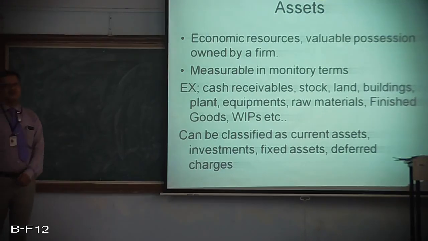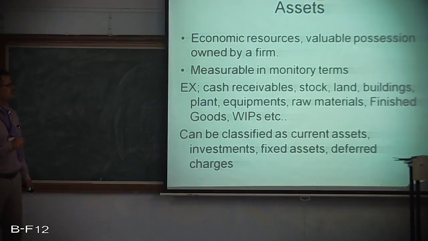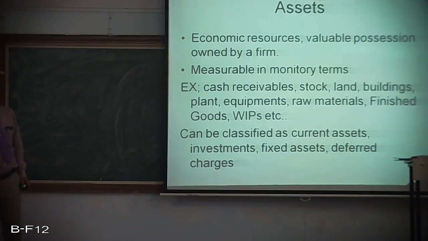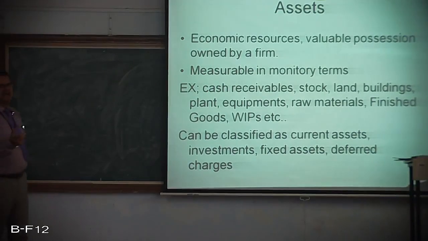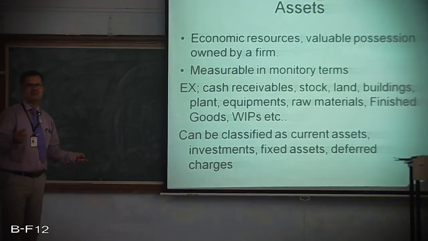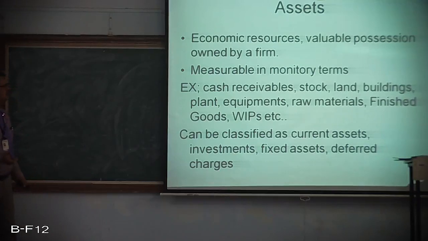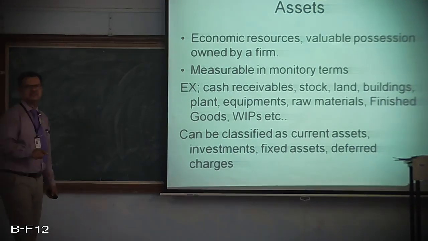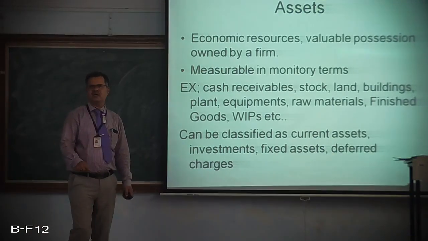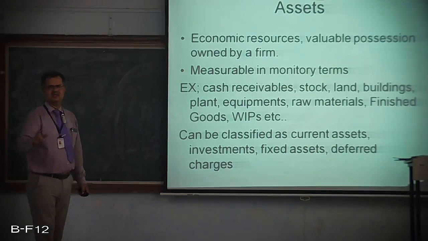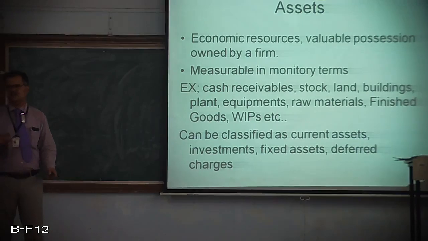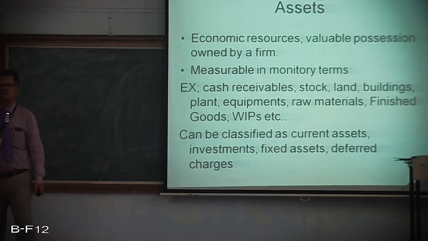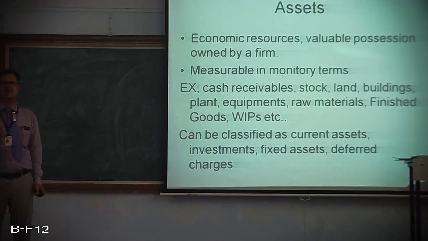For example, cash, receivables, stock, that is how much inventory they have on hand, and land that the organization has to build on, buildings, plant, equipment, raw materials, finished goods, and WIP, that is work in progress. All these are assets. They can be converted into monetary terms, meaning they can sell them off and get money in turn.